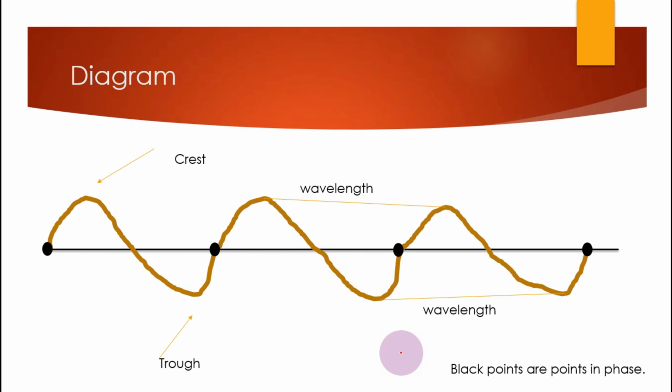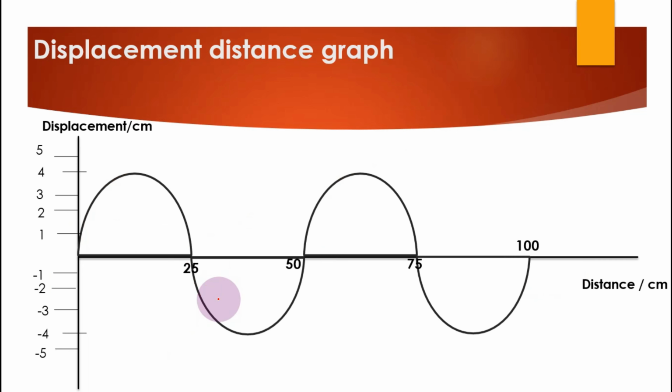Now let's summarize the terms. This is a point at the highest position from the mean position and is called the crest, and this is the lowest, known as the trough. These black dots are said to be points in phase, and the distance between this crest and this crest is known as wavelength, or the distance between this point and this point is also known as wavelength.